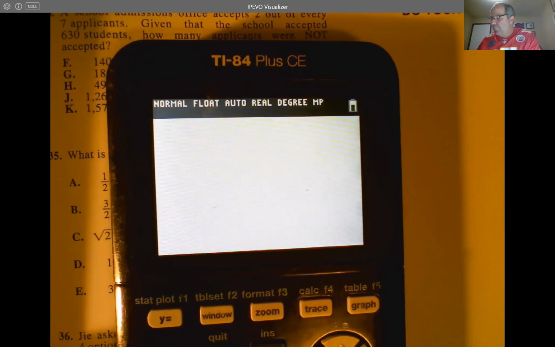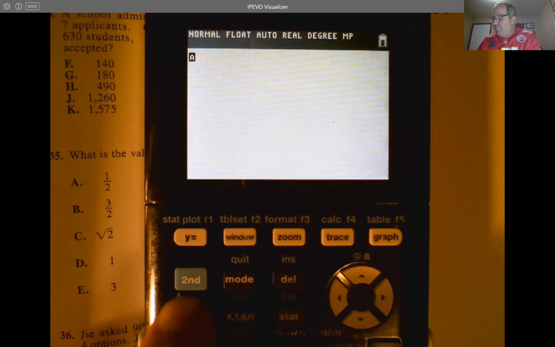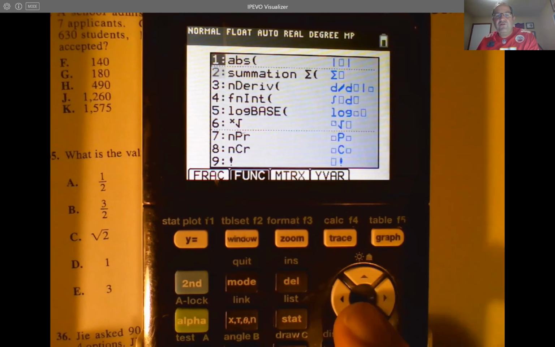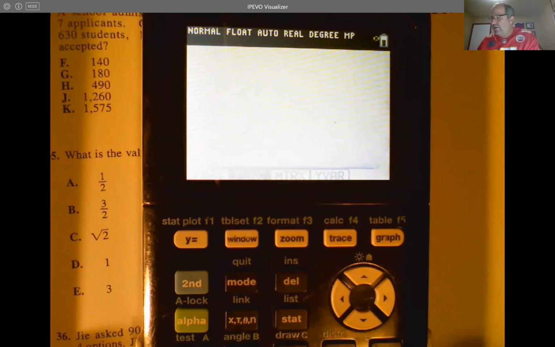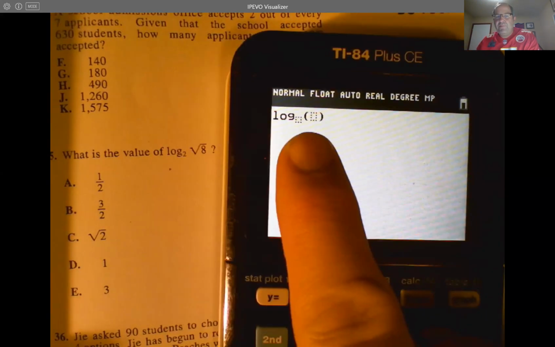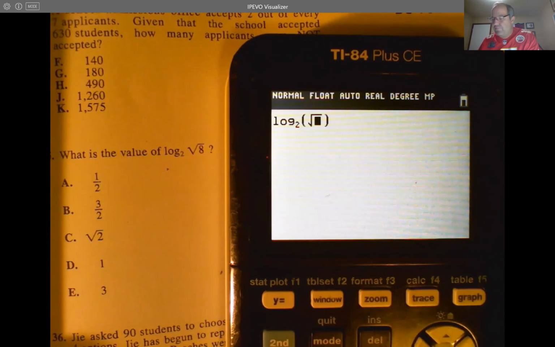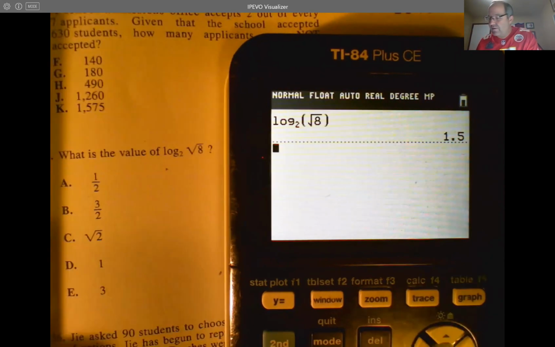it won't work. But if you guys press the alpha button, and then press window, you'll see like this secret menu. And if we choose this one, number 5, see how it gives you, you can type a number in the base now? I can put a 2 right there. Arrow over, put in the square root, and put an 8 in. And that answer is 1.5, which I think is what this is.